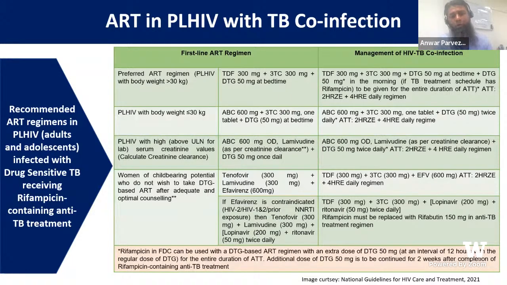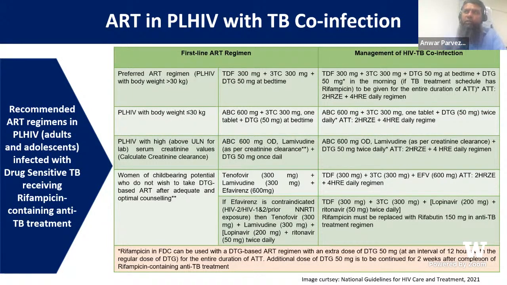And if efavirenz is also contraindicated, because you know that efavirenz cannot be given if the patient has HIV-1 and 2 co-infection, in those patients, if efavirenz is contraindicated or not of any use, you can use protease inhibitors. But if you are using protease inhibitors, the problem is that it interacts with rifampicin. Either you can give rifabutin if it is available. If not available, then it again becomes further complicated.